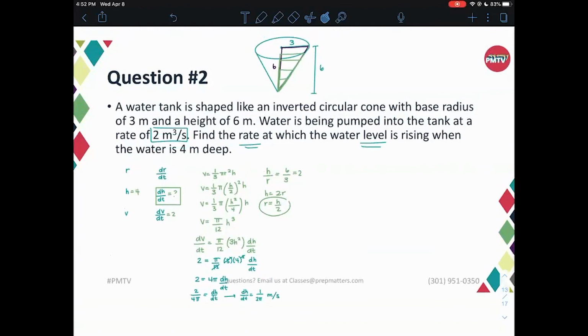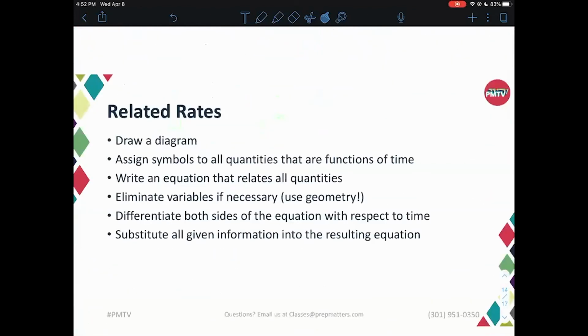Basic setup for a related rates problem here looks like this. We always want to try to draw a diagram first. It is very difficult to try to connect all of the different pieces of information that is in a related rates problem just through the words. Once we do that, give symbols to all the quantities that are actually functions of time, relate those with some kind of equation, which is most often a geometry formula. There's also a lot of common related rates problems that use the Pythagorean theorem.